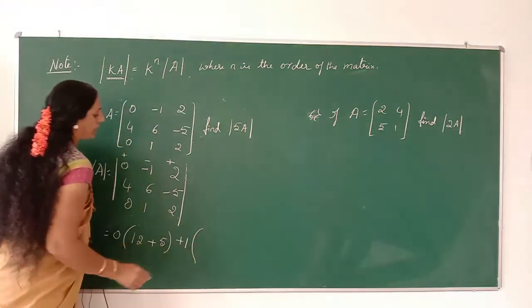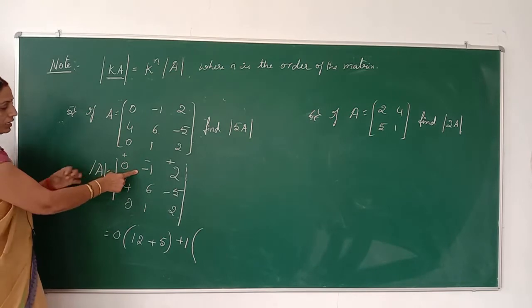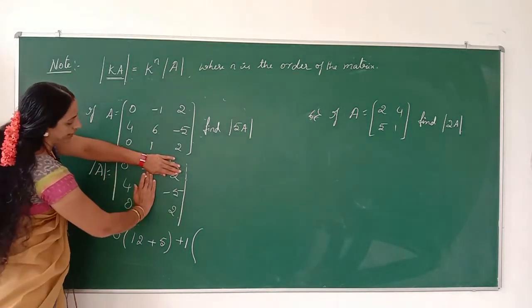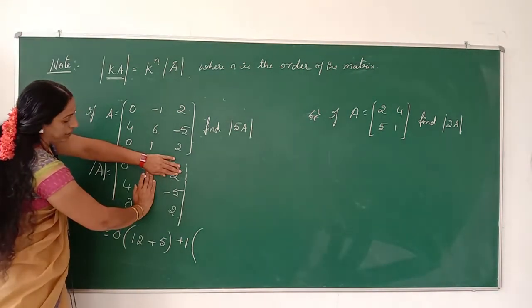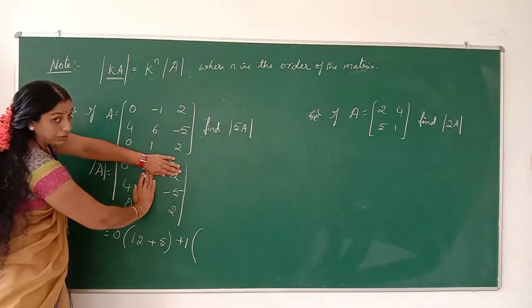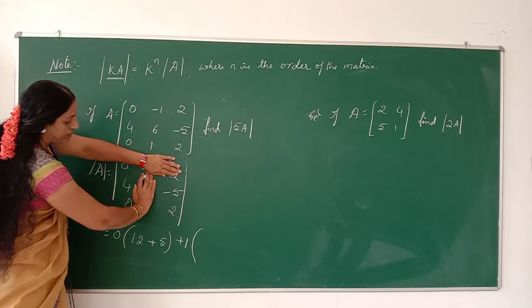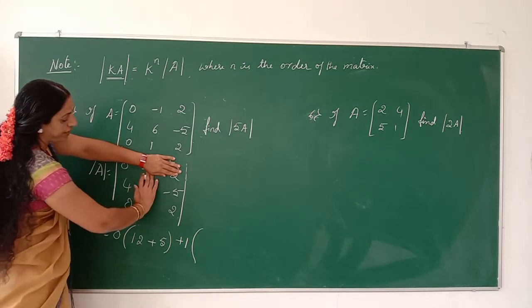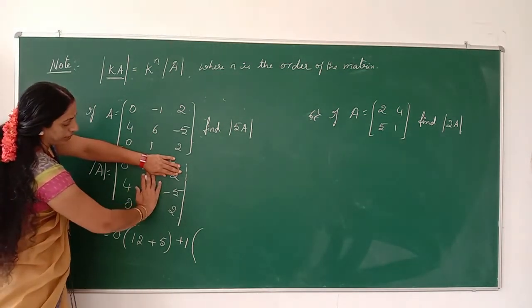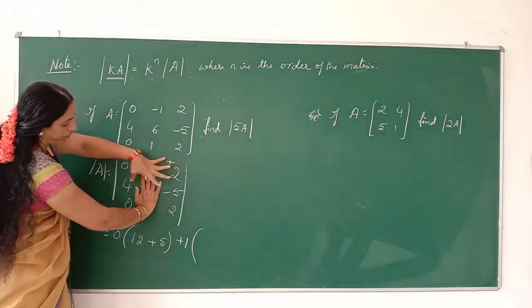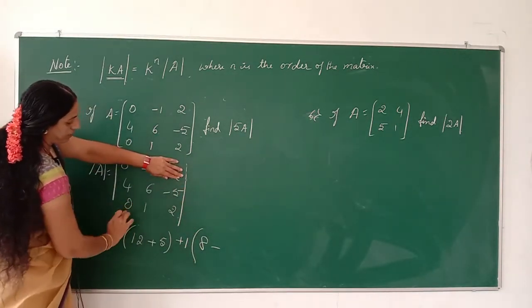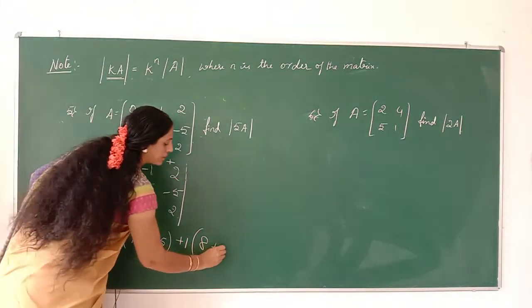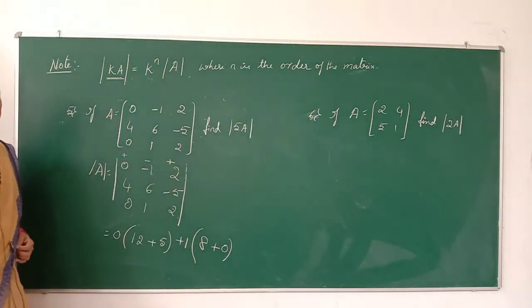Then minus 1 is an element of the first row and second column, and these elements get neglected, and the remaining elements are used for cross multiplication. So what elements will be remaining? 4, minus 5 are the first row, 0, 2 are the second row. Cross multiply: 4 into 2 is 8. Minus, right diagonal is minus 5 into 0, which is minus into minus plus 0.